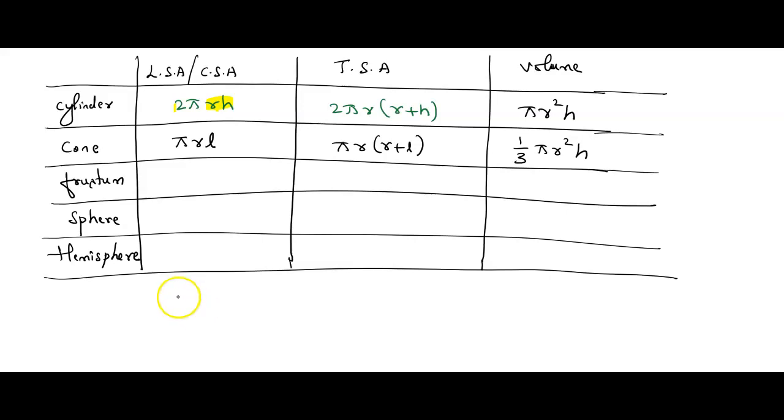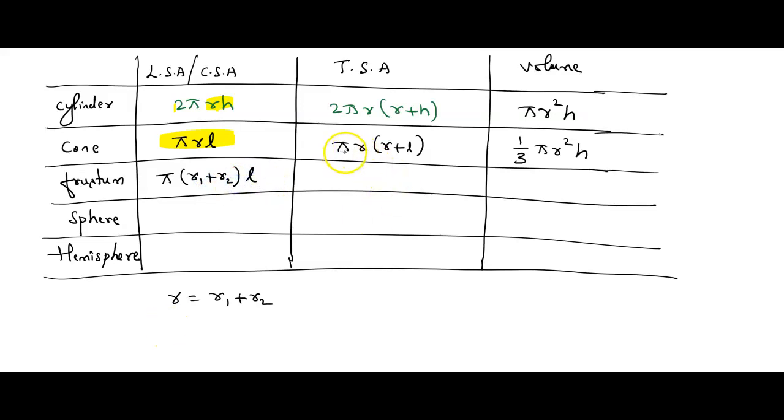Here we write r as r1 plus r2. Remember, r means r1 plus r2. What is the formula for the surface area of a cone? Pi r l. So here you write pi as it is. Instead of r you write r1 plus r2 in bracket, into l. So this is the formula.